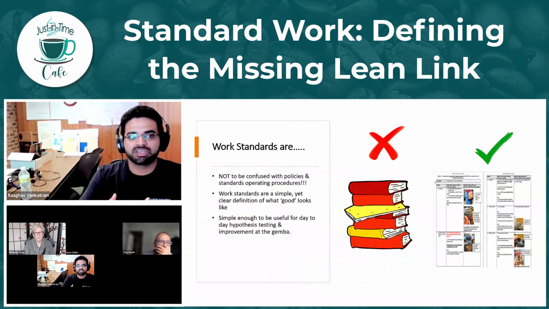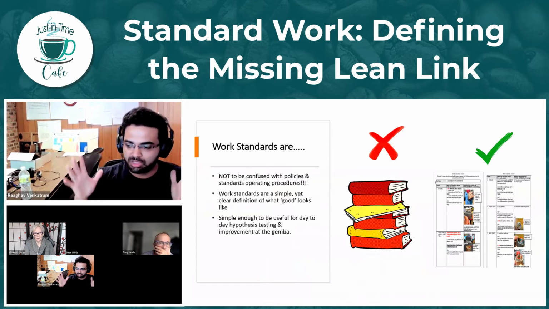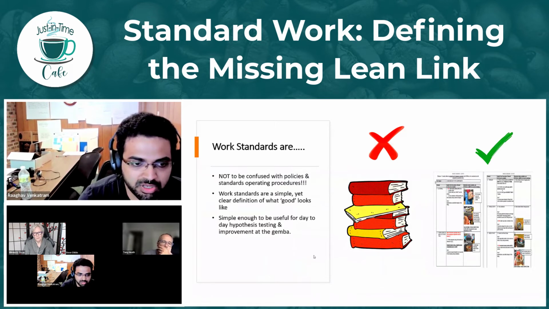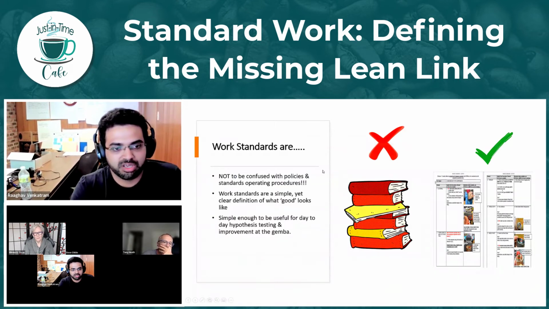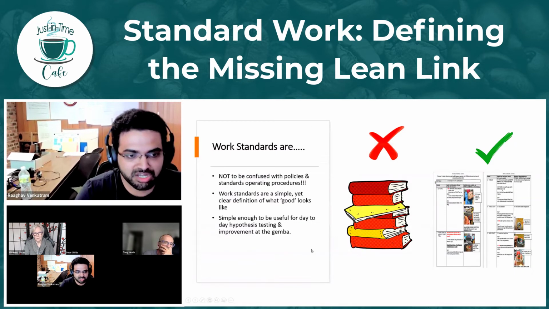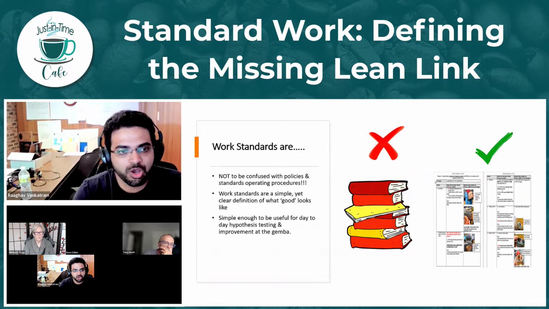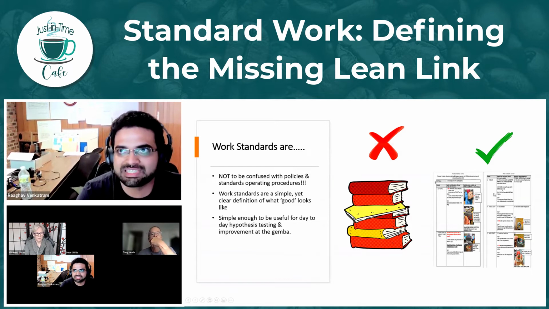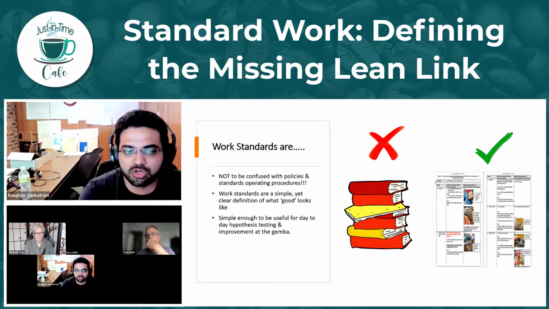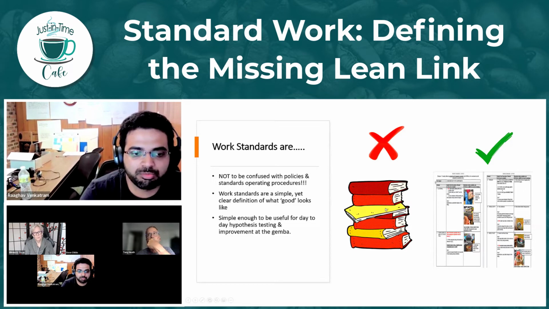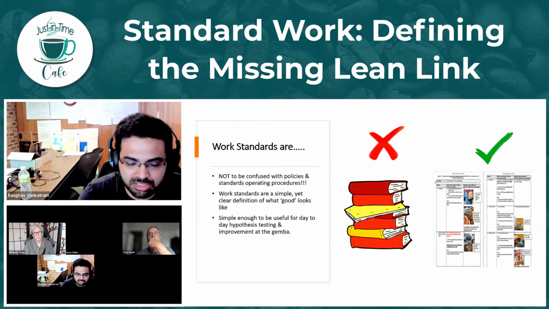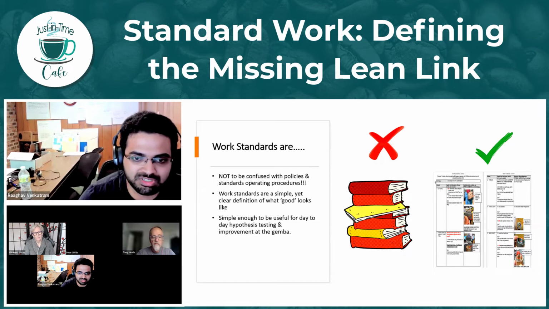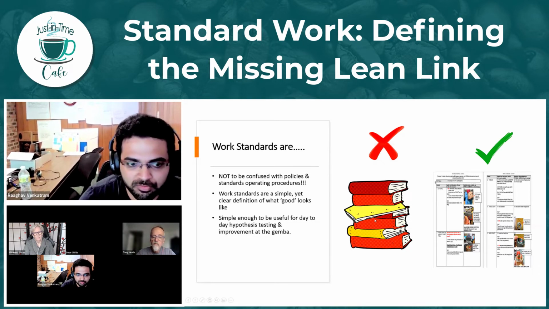So when I talk about work standards, these are not to be confused with those big volumes of books that are collecting dust in some corner of your building and are pulled out once in a while when there's an ISO audit or a quality audit of some sort. That is not what we are going after here. These are work standards that are created by the operators doing the work, as you see here on the right. That is a very simple and yet clear definition of what good looks like. Do not confuse them with the standard operating procedures or the policies that are very essential for the organization, yes, but they are of little to no use with the day-to-day operations that happen within the shop floor.